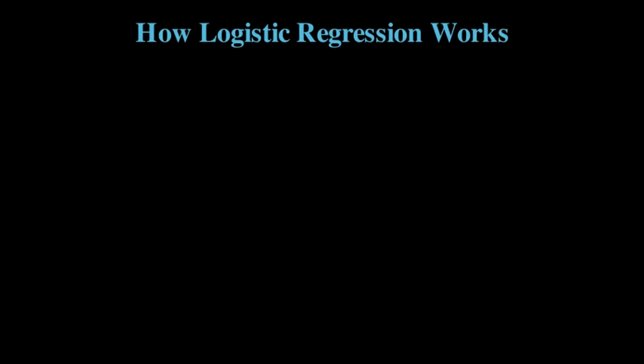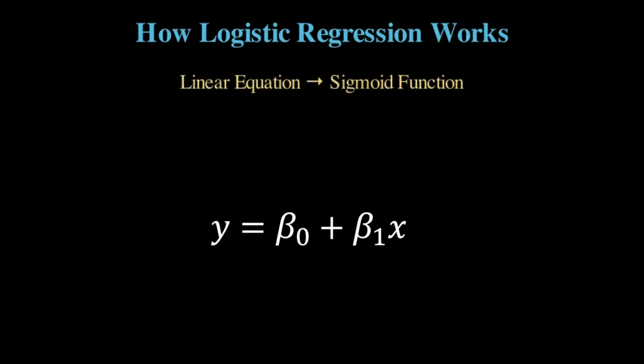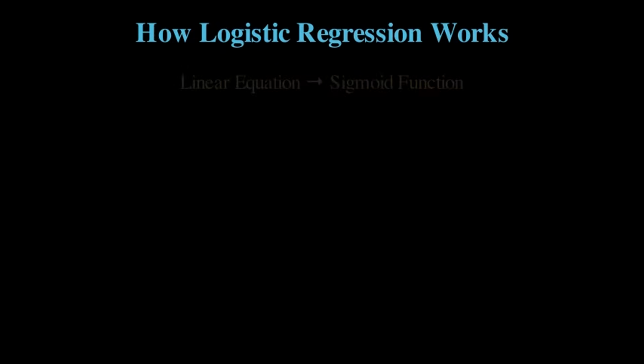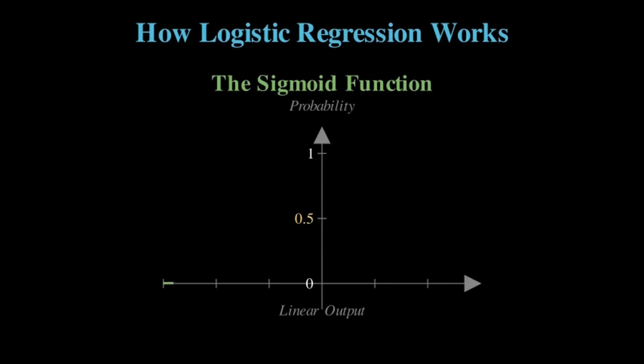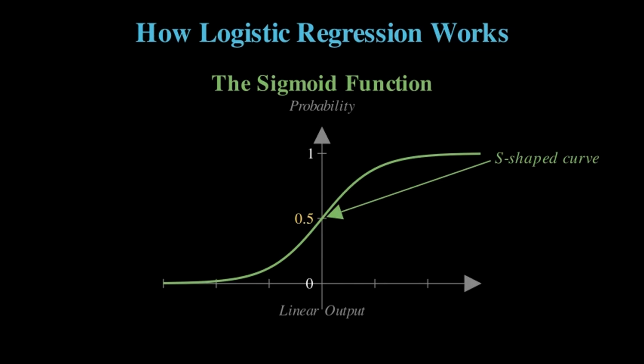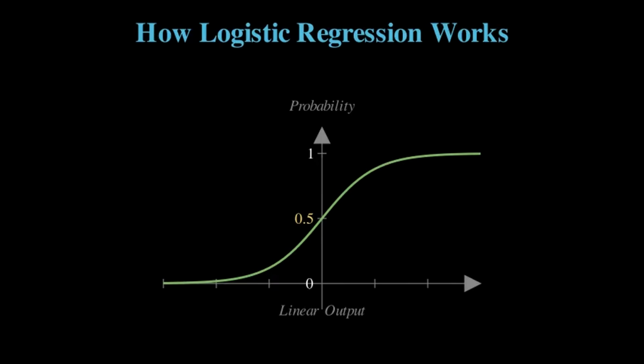The core idea is this. Logistic regression takes the same linear regression equation we already know, but instead of outputting a raw number, it passes it through something called a sigmoid function, which produces an S-shaped curve, which looks like this. The function squishes the output into a value between 0 and 1, which we interpret as a probability. So if the model outputs 0.85, that means it's 85% confident that the patient has the disease.